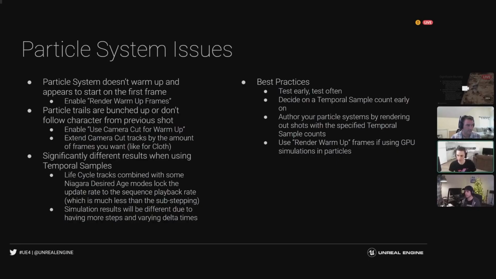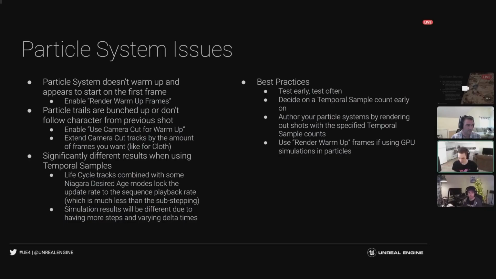If you're seeing significantly different results when using temporal samples, life cycle tracks in Niagara combined with some of the desired age modes lock the update rate to the sequence playback rate. When we do temporal subsampling, the sequence playback rate is still 24 or 30. But if you're doing 8 subsamples, you get 24 times 96-ish higher resolution. So you may need to play with that setting in your Niagara particle systems. You may see different results when you do simulations.